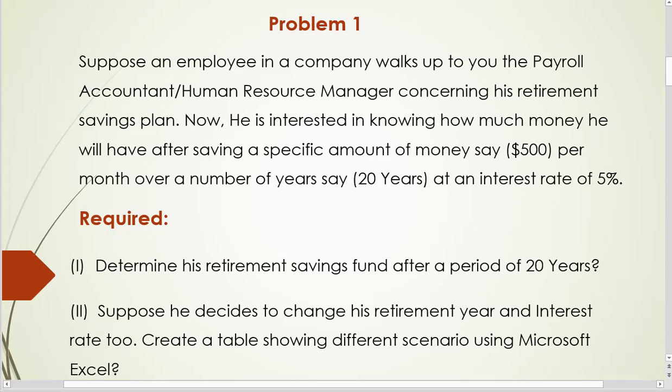Problem 1. Suppose an employee in a company walks up to you, the payroll accountant, or the human resource manager, concerning his retirement savings plan. Now, he is interested in knowing how much money he will have after saving a specific amount of money, let's say $500 per month over a number of years, say 20 years, at an interest rate of 5%. You are required to determine his retirement savings fund after a period of 20 years.